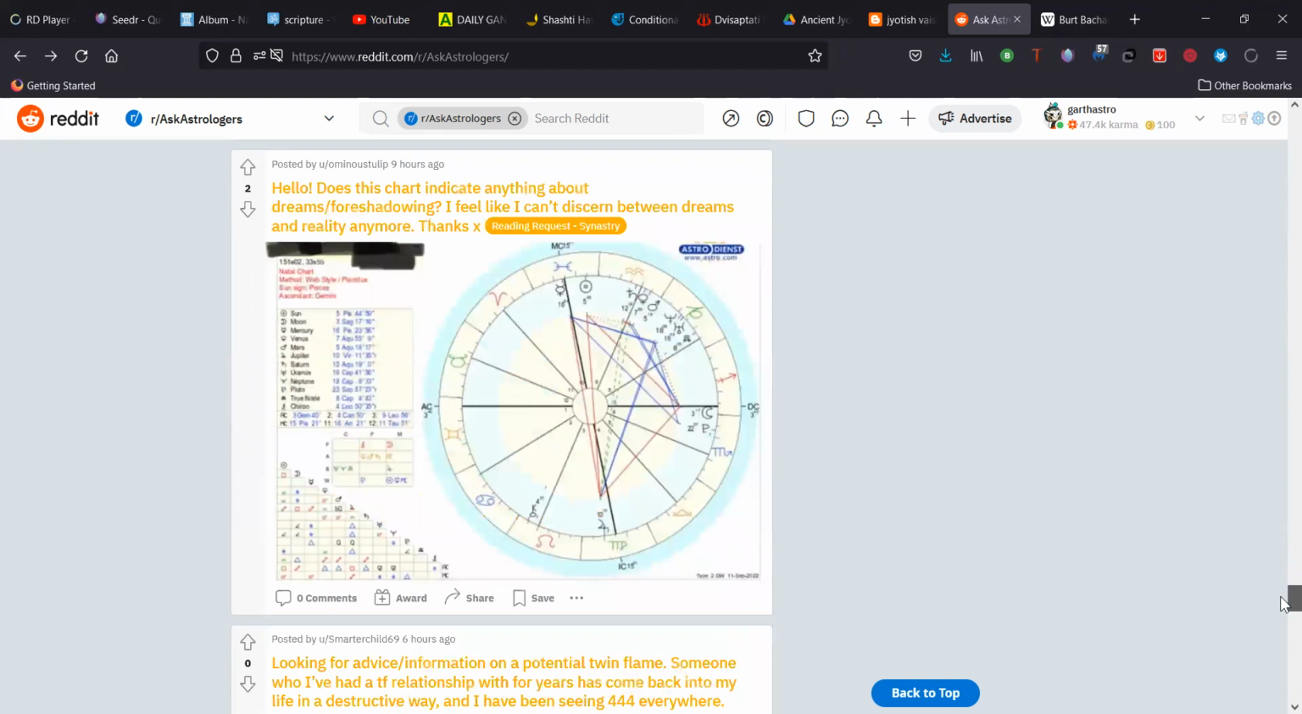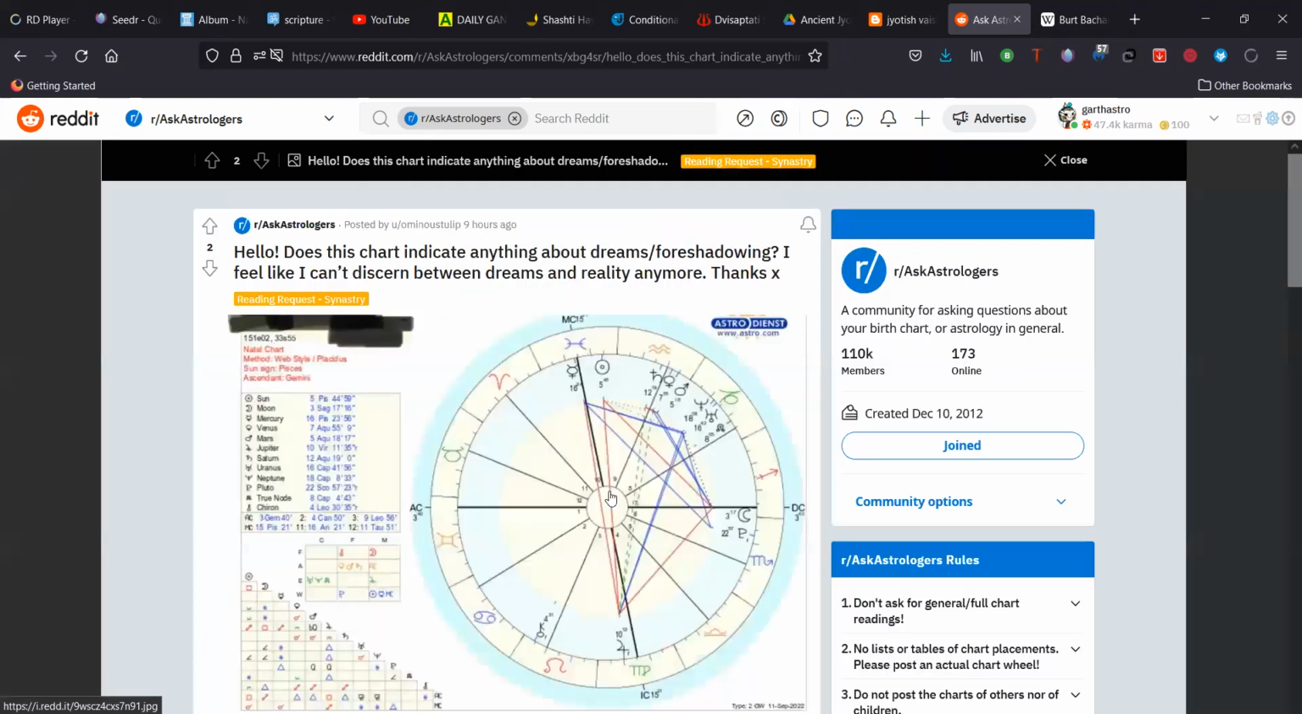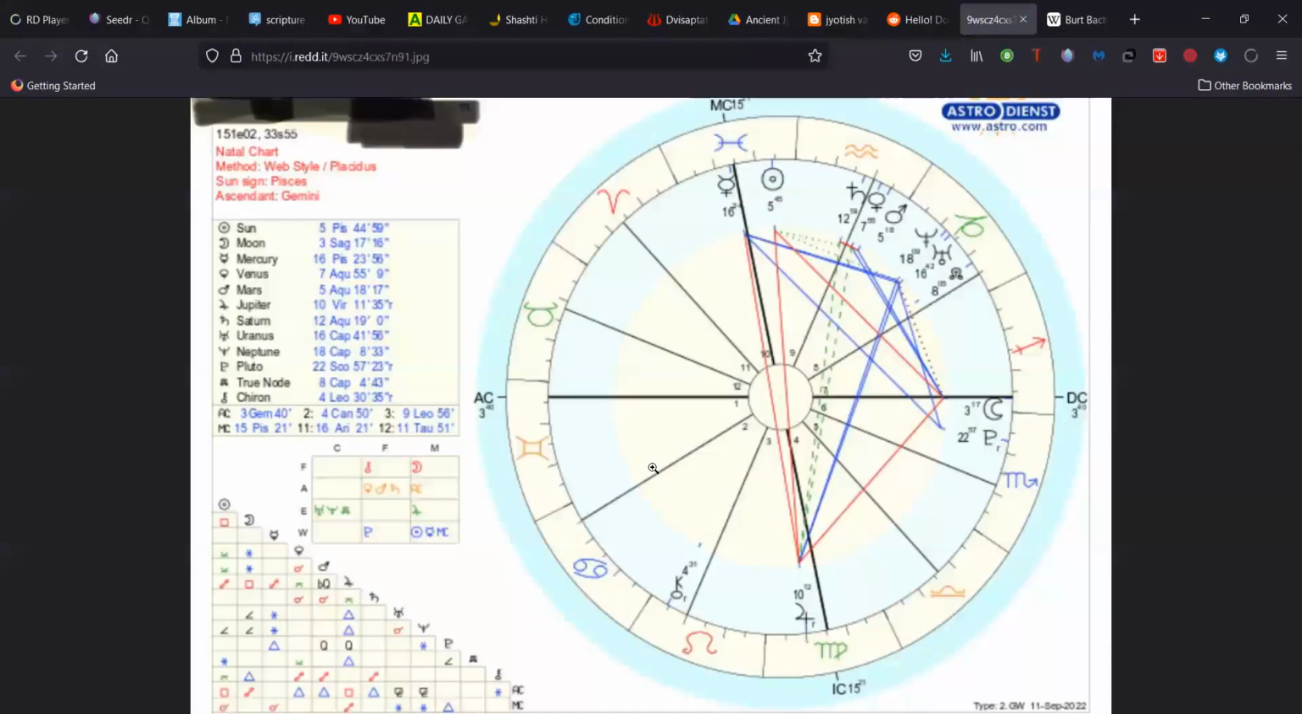Ooh, this looks fun. Does this chart indicate anything about dreams? Foreshadowing. I feel like I can't discern between dreams and reality anymore. Thanks. So what would we, just on first listening to that question, think? What would we think would be a problem, based on a sign or a planet or whatever? Mercury. Okay, and why Mercury?